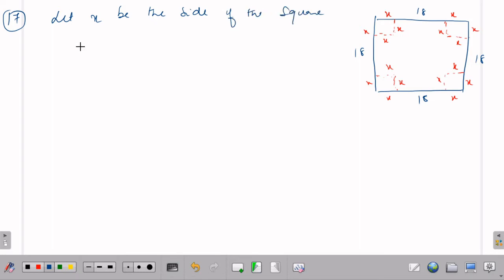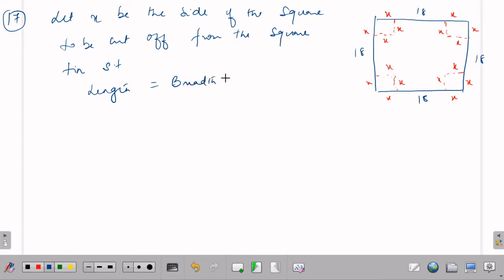So what I can say over here is that, let me just write down, let x be the side of the square to be cut off from the square piece, such that your length is equal to breadth, would be nothing more than your 18 minus 2x. Why? Because two sides of x will be deducted. And the height of the box would be nothing more than your x. I forgot to mention, it's about centimeter. Okay, so I'll give it centimeter.